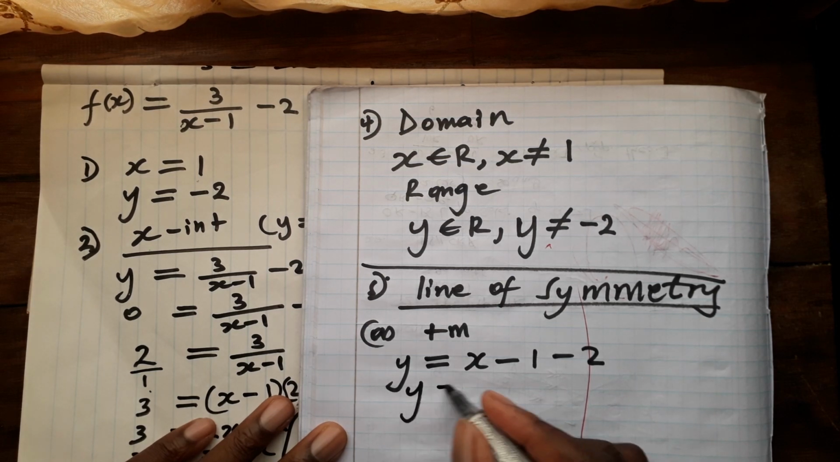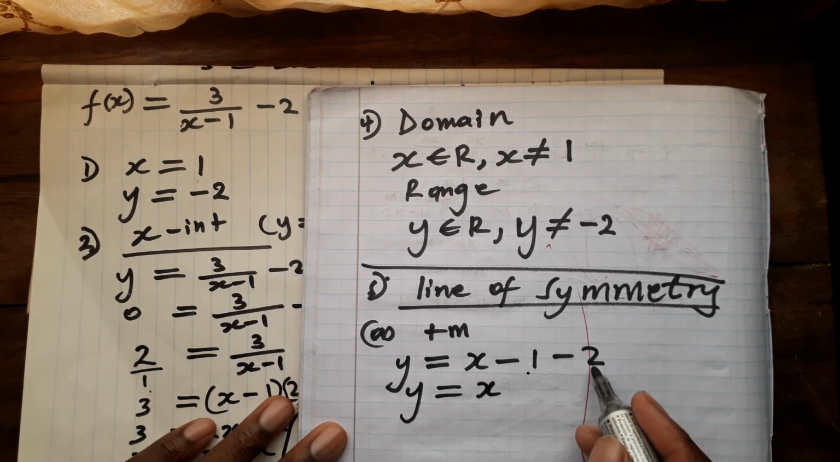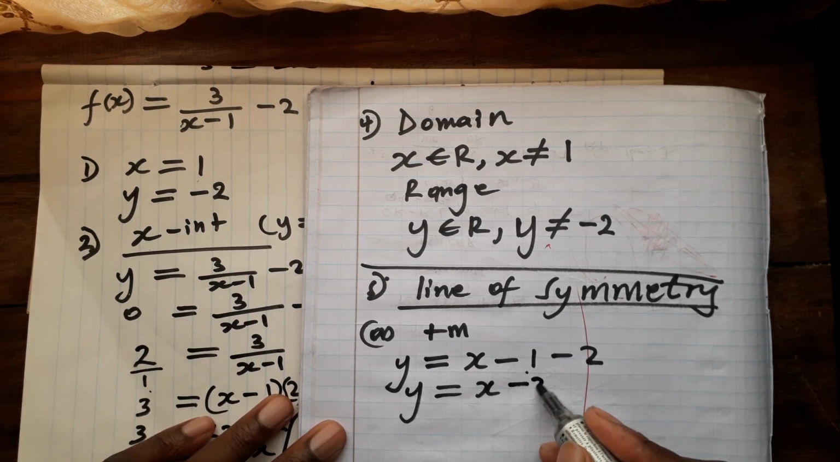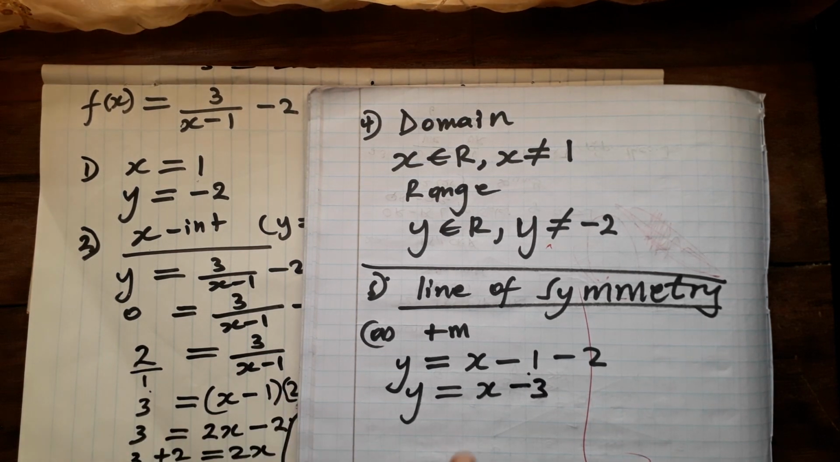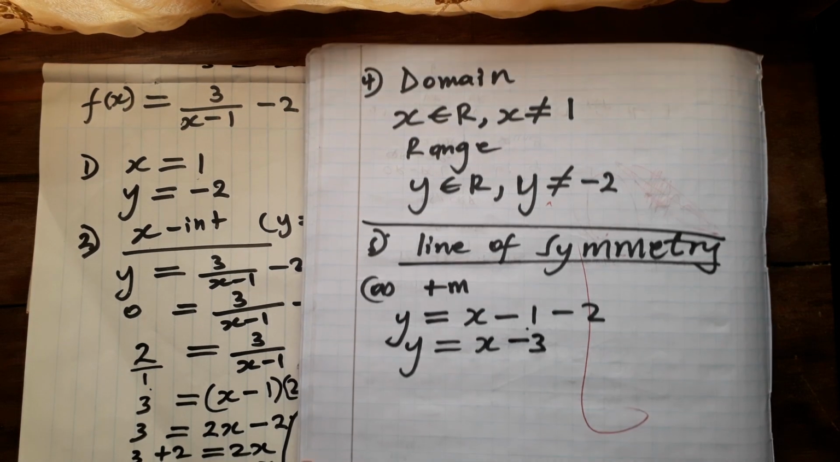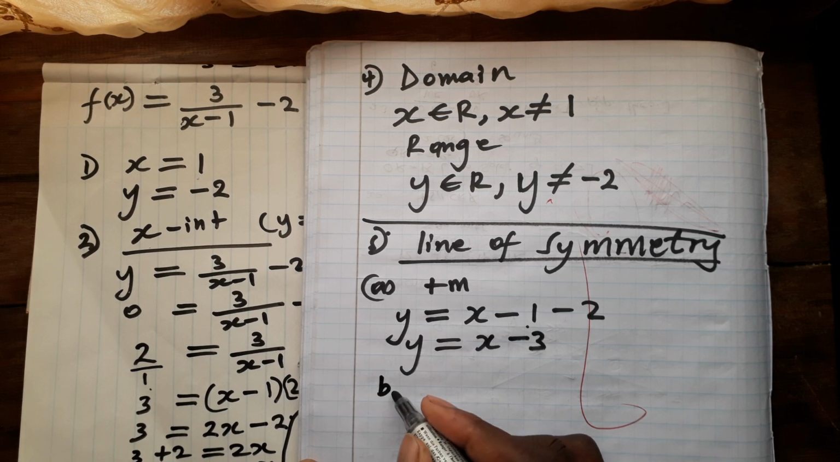And then this and this, just add them. This is going to give us -3. So this is the line of symmetry with the positive gradient. Let's try the one with the negative gradient.